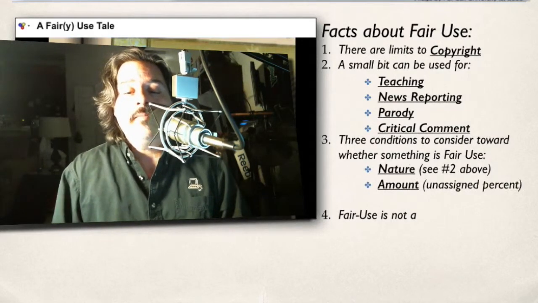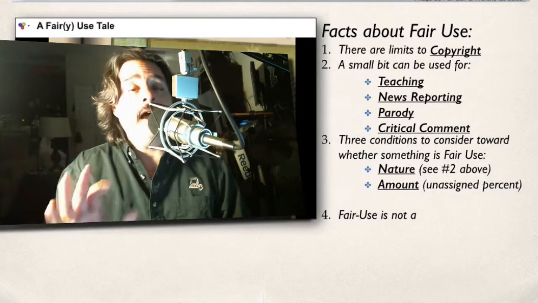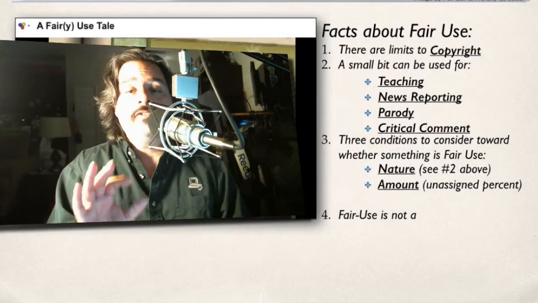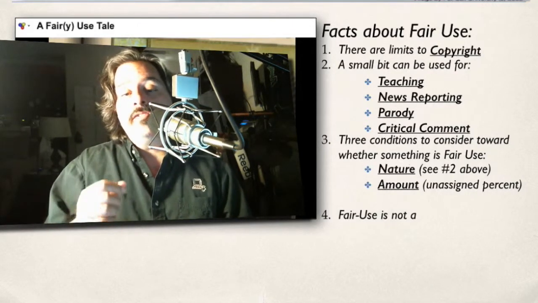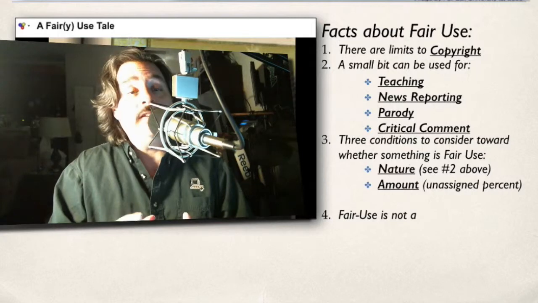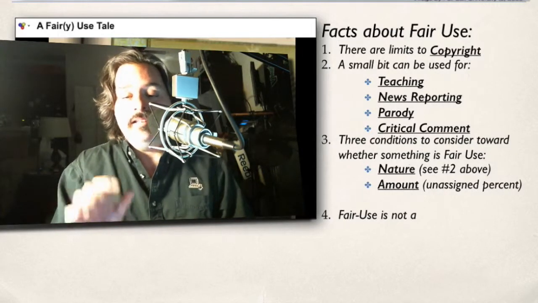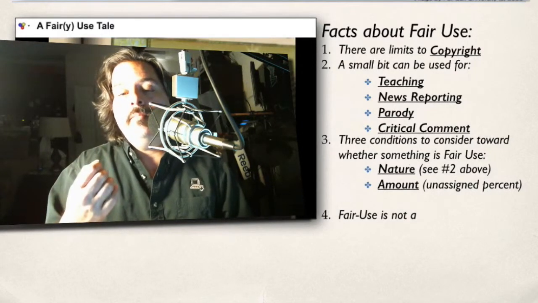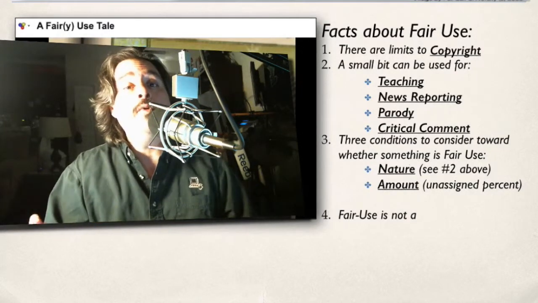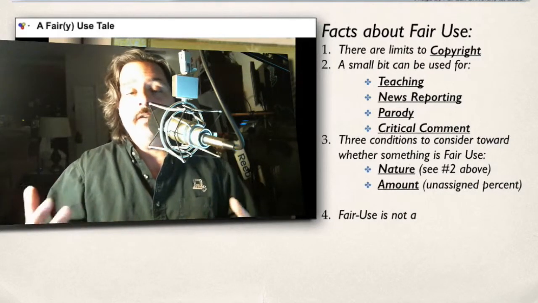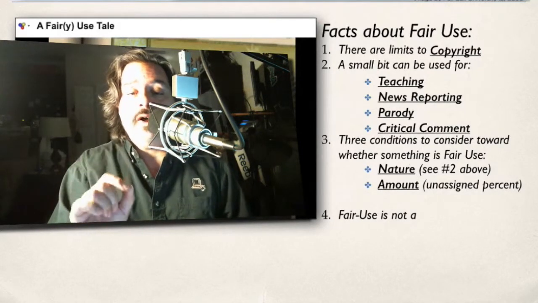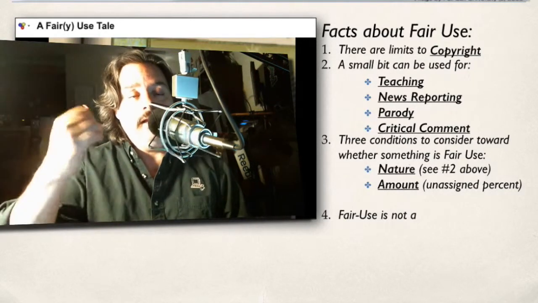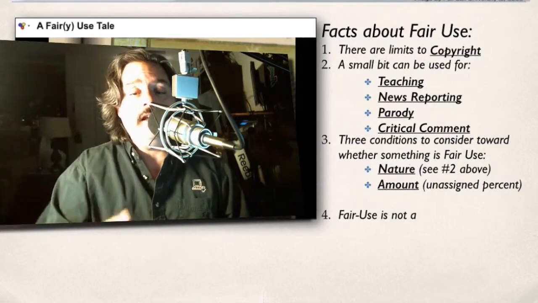The second test is the amount, an unassigned percentage. All the Constitution really says is a small amount. So obviously less than the whole. In the case of teaching, great, but it's a small amount. You can't show a whole movie and say that you're using it in a fair use fashion, because again, it's a small use, a small example, a small bit that's used in the pursuit of, in this case, teaching.